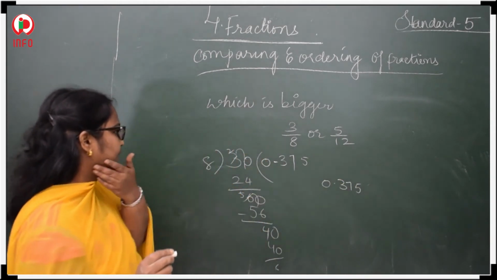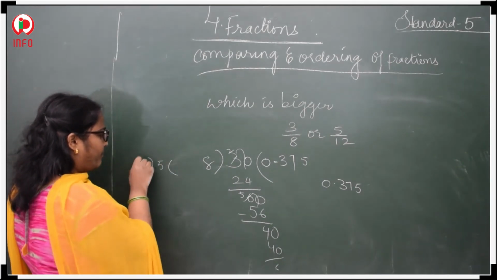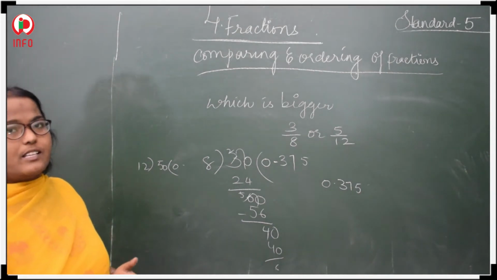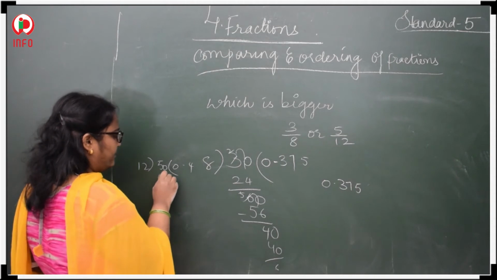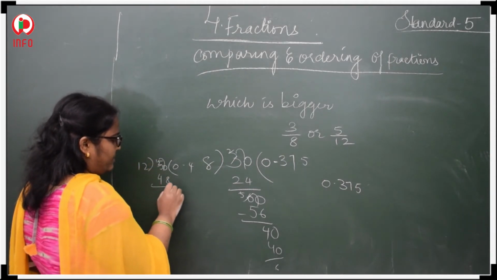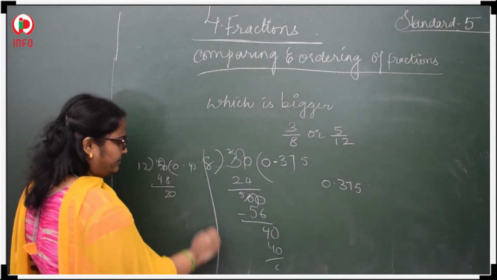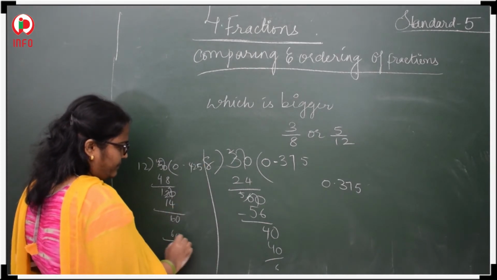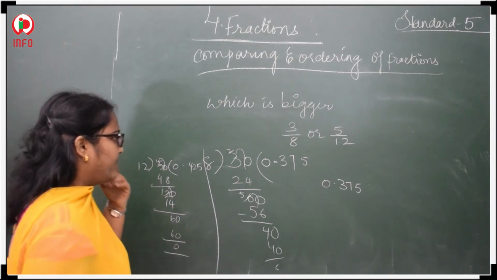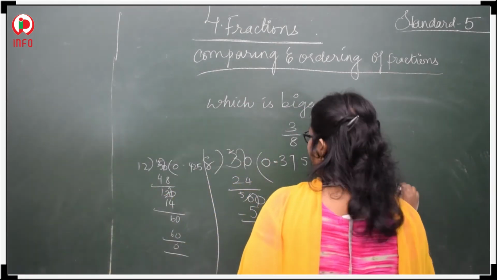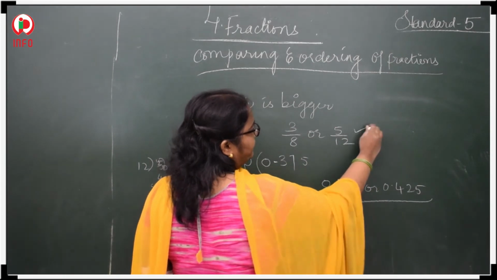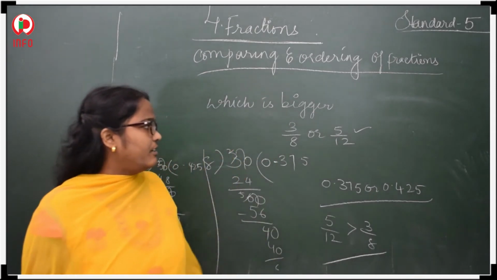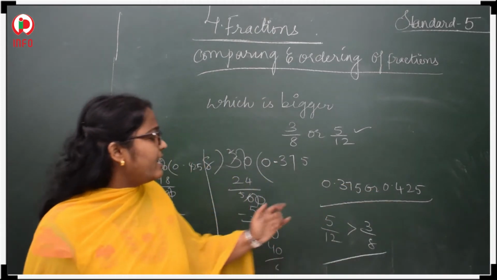So next we have 5 divided by 12. 12 ones are 12, 12 twos are 24, 12 fours are 48, 12 fives are 60. So how much did you get, guys? We got 0.425. So which is greater? 5 by 12 is greater than 3 by 8. Yes, children, 5 by 12 is nothing but 0.425, which is the greater one.